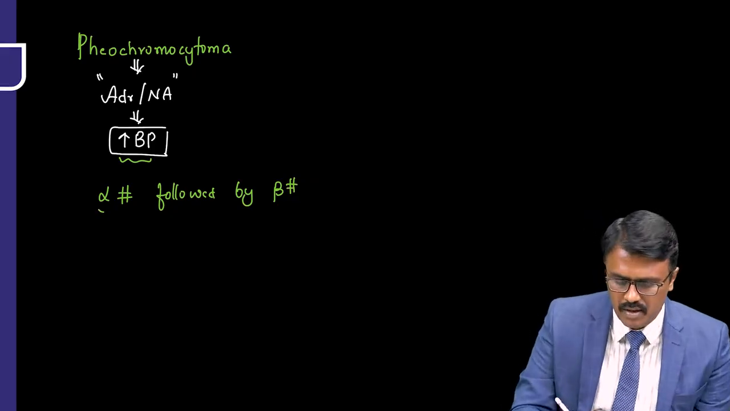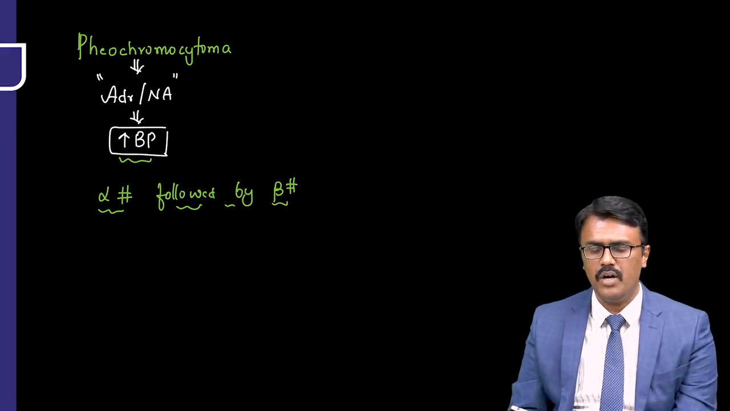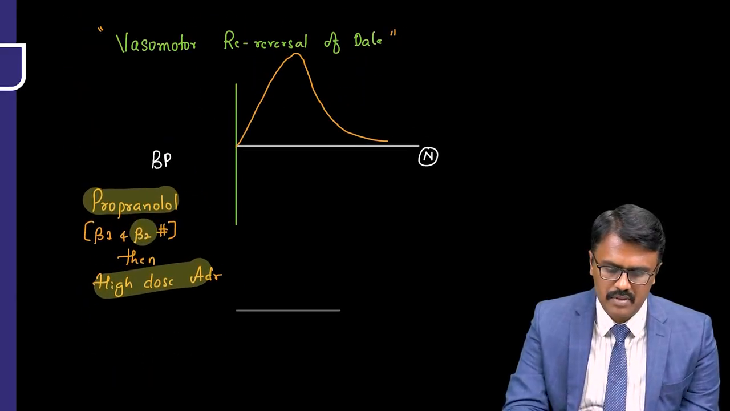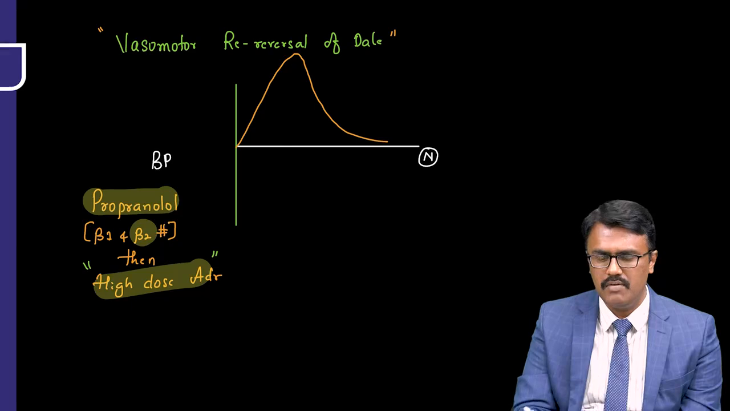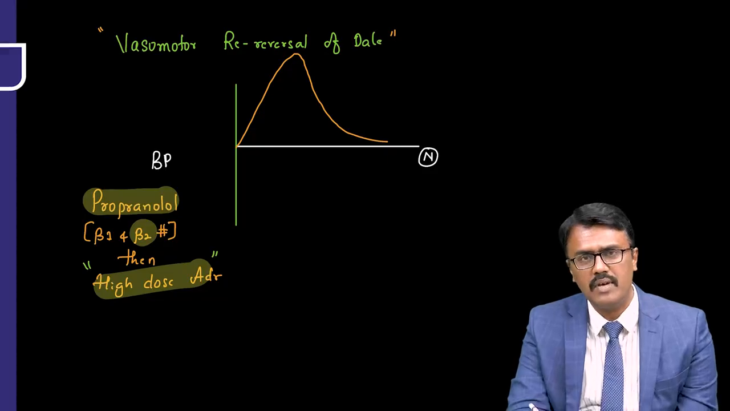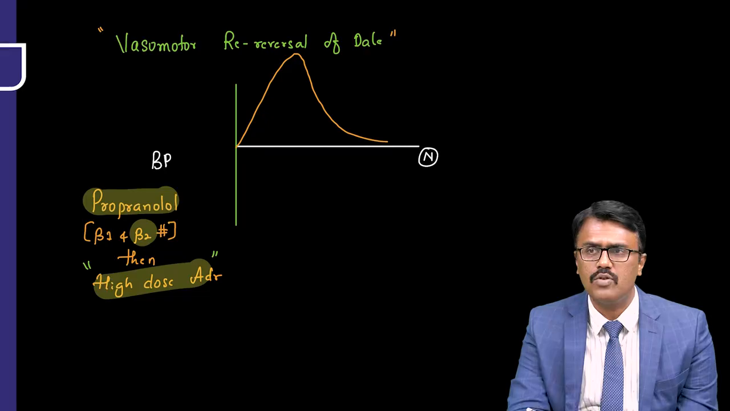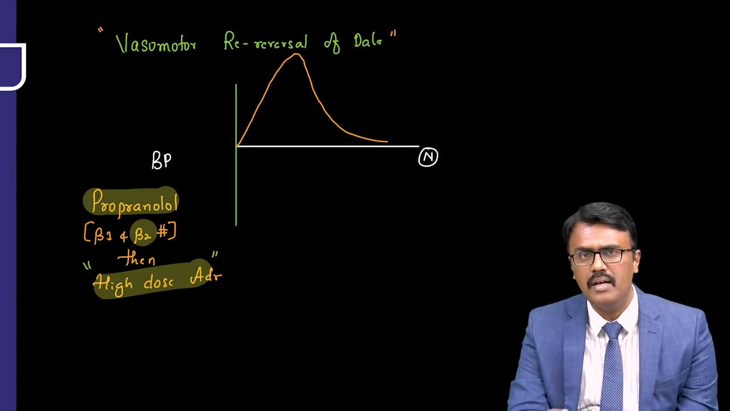Why you should give alpha blocker followed by beta blocker in managing this condition? What if I give beta blocker first? If I use beta blocker first, like propranolol, what happens? The condition is similar to high dose of adrenaline, that is pheochromocytoma. If I give propranolol before, the BP will shoot up because there is unopposed alpha action. So the alpha receptors get activated and the patient may have stroke. So that's the reason, first take control of alpha, reduce the BP, then give beta blockers.